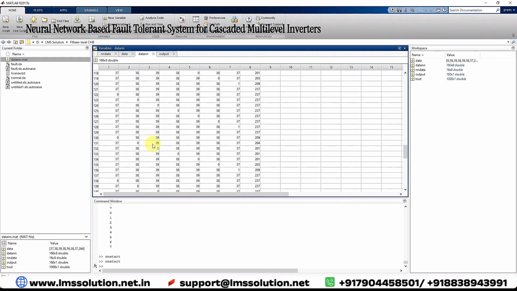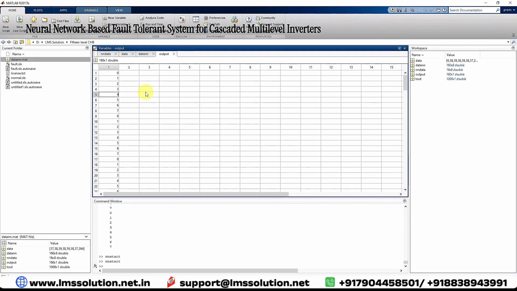Normally a neural network needs a larger amount of training data, and only then will it be trained well. This is the input data. Here we're going to create the output data.